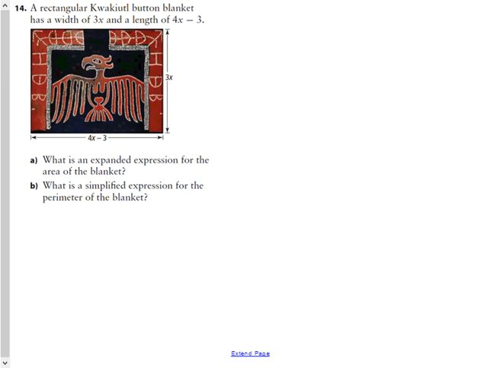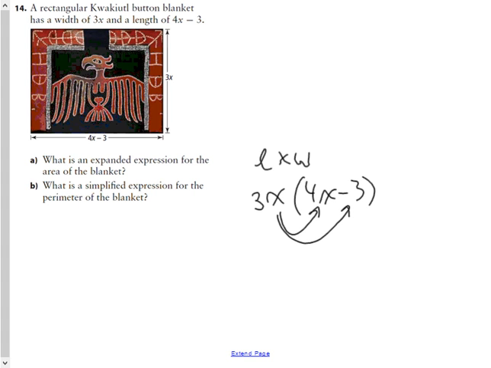Question 14, some people struggled, some people didn't. It says a rectangular cubical button blanket has a width of 3x and a length of 4x minus 3. What is an expanded expression for the area of the blanket? Since it's a rectangle, our area is length times width. We'll treat the monomial as the length, since I always want to do a monomial multiplied by a binomial. And when I expand it, the expanded expression for the area will be 12x squared minus 9x. That's the answer for A.